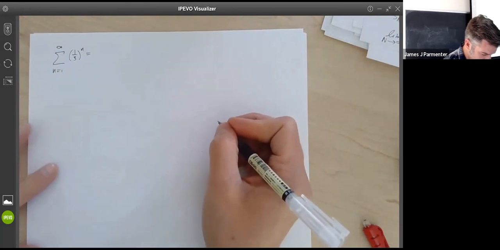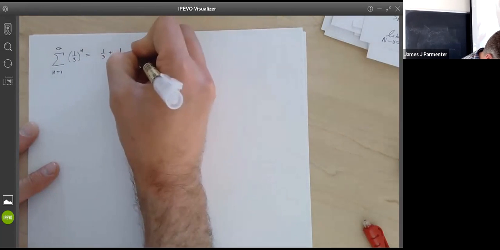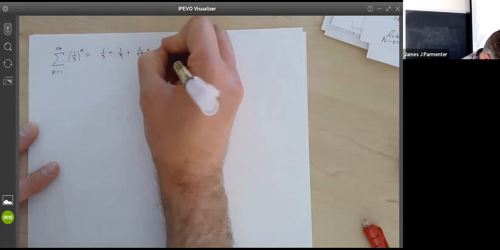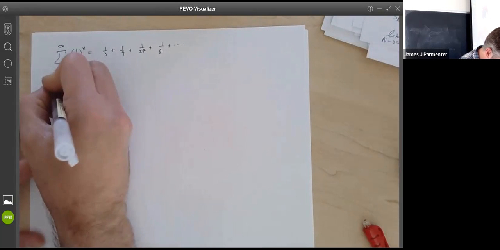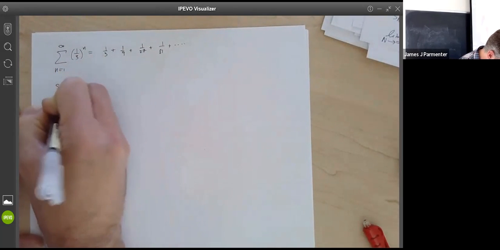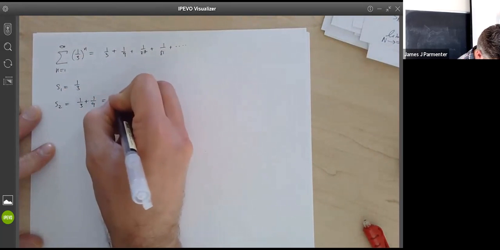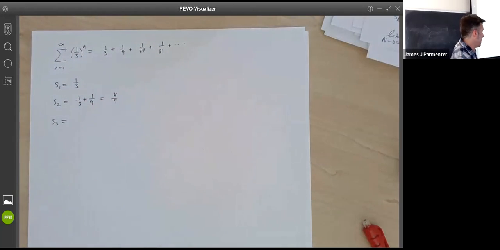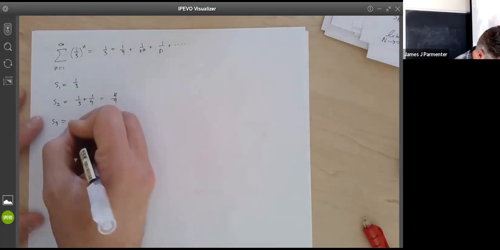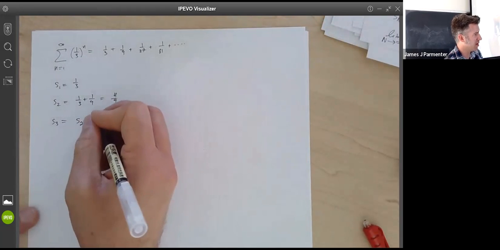So if we start writing out terms, we get 1/3 plus 1/9 plus 1/27 plus 1/81, and so on and so on. And when we start writing partial sums, things start getting a little ugly. 1/3 plus 1/9 is 3/9 plus 1/9, which is 4/9. And a tip: instead of writing all the terms, the next partial sum is the previous partial sum plus the next term, right? I've probably been doing more work than I need to.